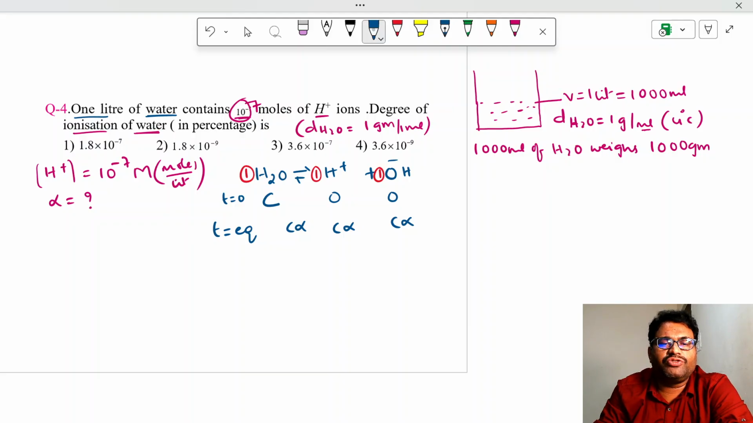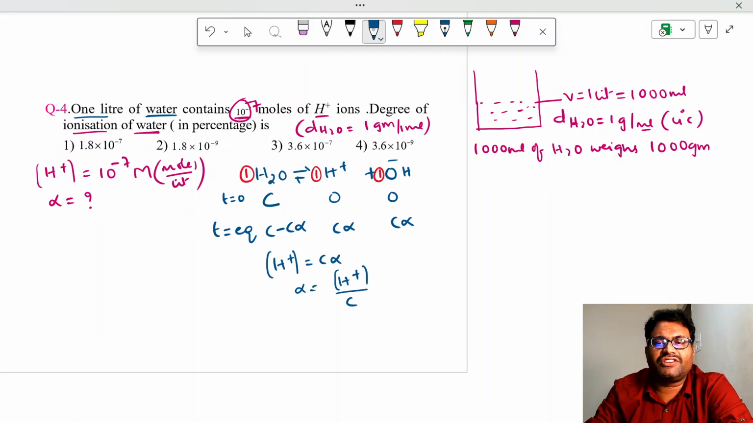And how much H2O will be present? C minus C alpha. So what is the H plus ion concentration at equilibrium? We take it as C alpha. And alpha is equal to what? H plus ion concentration by C. So what is the concentration of water? How to calculate the concentration of water?